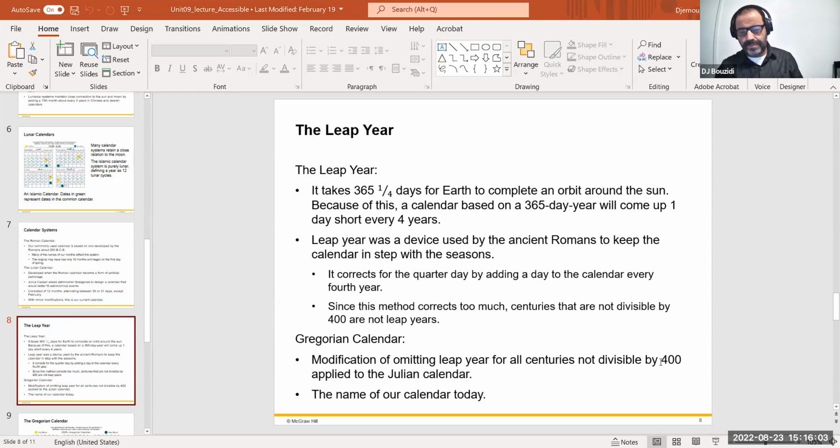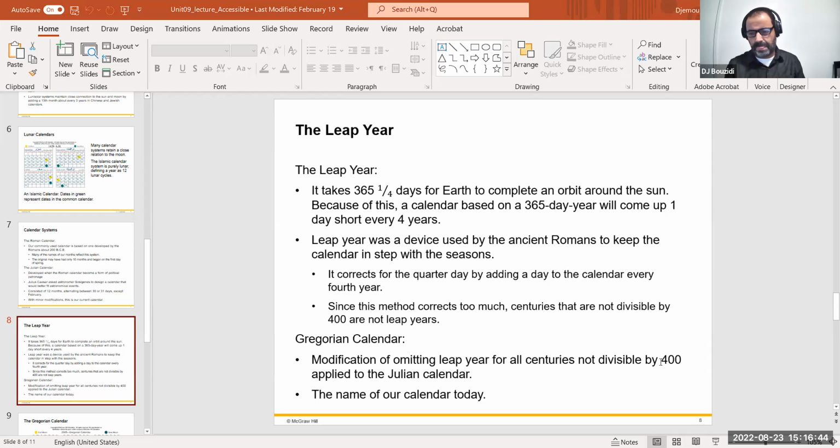So if you take a year, for example, 1900, is that divisible by 400? The answer is no. But 2000, yes, 2000 is divisible because you take 20 divided by 4, that's 5. If there is a remainder, it's not a leap year. If there is no remainder, then it's a leap year. The year 1600 is a leap year. The year 1600 divided by 400 is exactly 4. So yes, it is a leap year.